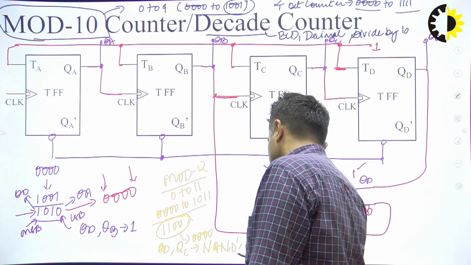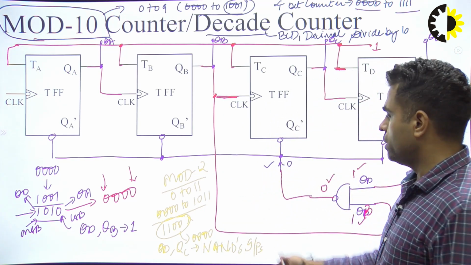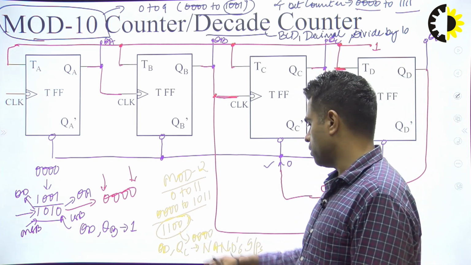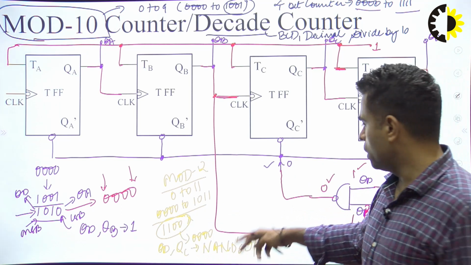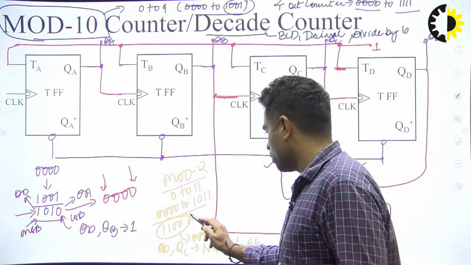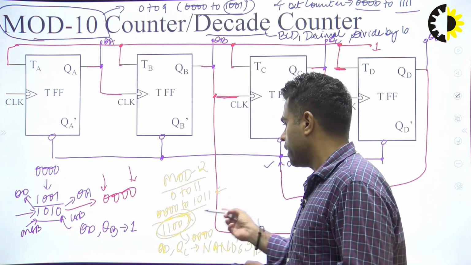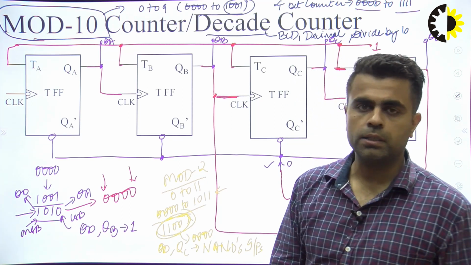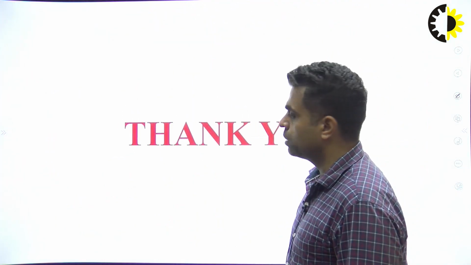As soon as QD and QC become 1, this NAND gate will be activated and it will produce a 0 output. This 0 output will be used to clear all the flip-flops, and counting will stop at 1011, and 1100 will automatically get converted into 0000. So this is all about asynchronous counters. Thank you very much.